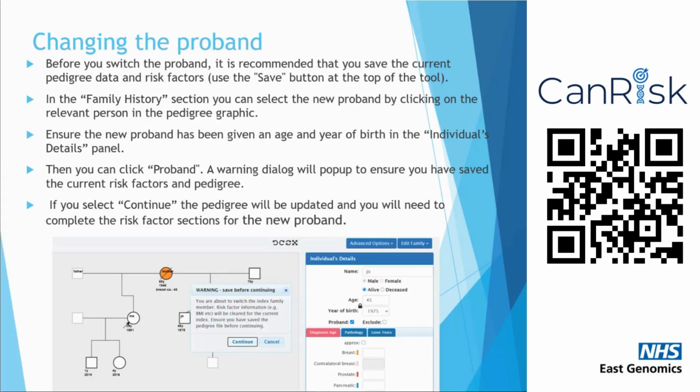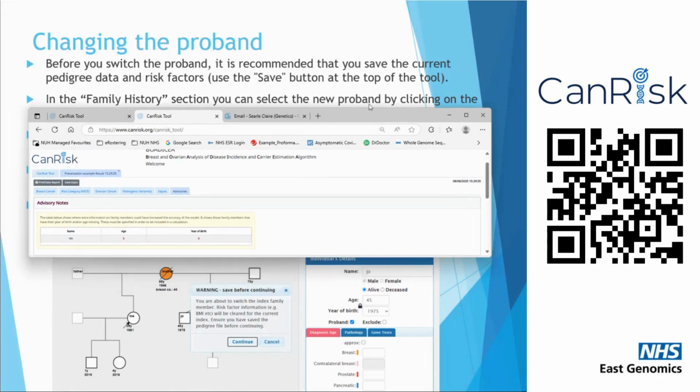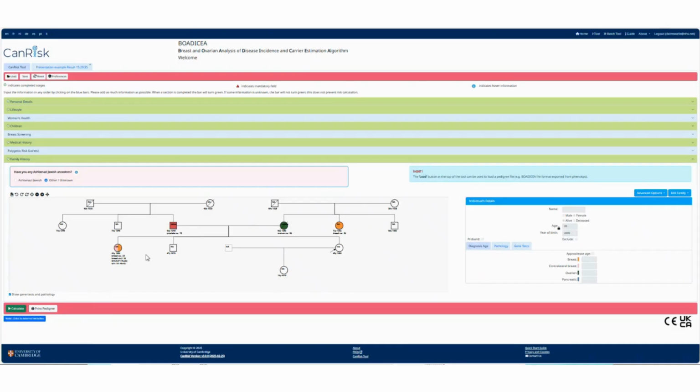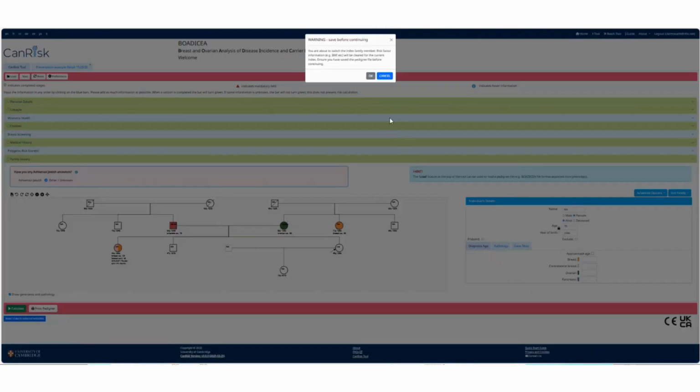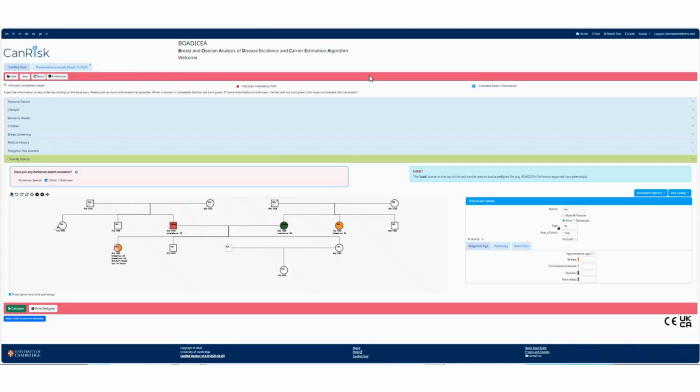So other top tips. As I say, you can change the proband, and that allows you to use the family history information for somebody else. So if I just bring my example back across to show you that, and you decide actually you want to work out, maybe this aunt over here you're about to see next. You might pick her and tick this box here to make her the proband, and it will come up with this warning that basically you're about to change all the risk factors for everybody else.